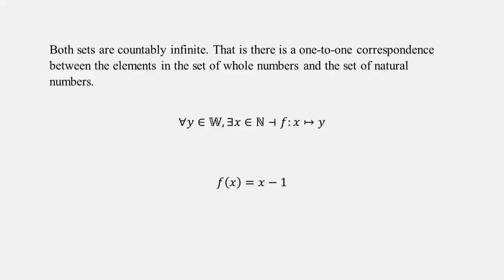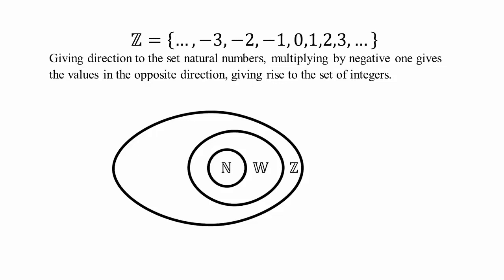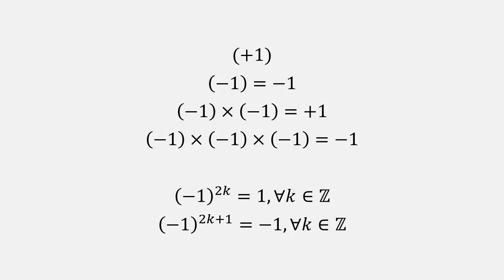That is, there is a one-to-one correspondence between the elements of the set of whole numbers and the set of natural numbers. Giving direction to the set of natural numbers, multiplying by -1 gives the values in the opposite direction and gives rise to the set of integers. Therefore, the interpretations are: positive indicates values to the right of 0, and negative indicates values to the left of 0. Hence, multiplying by a negative is equivalent to rotating 180 degrees about the point of origin.